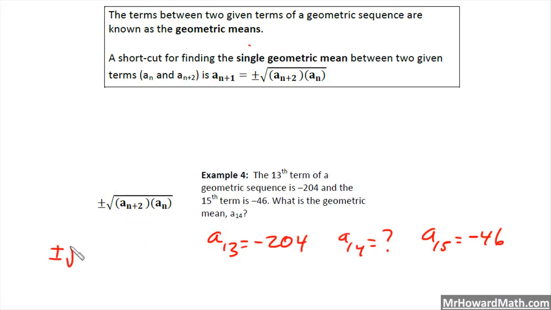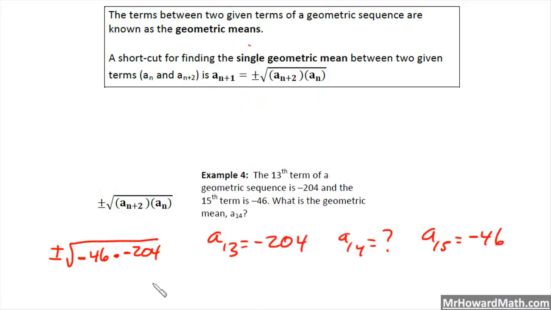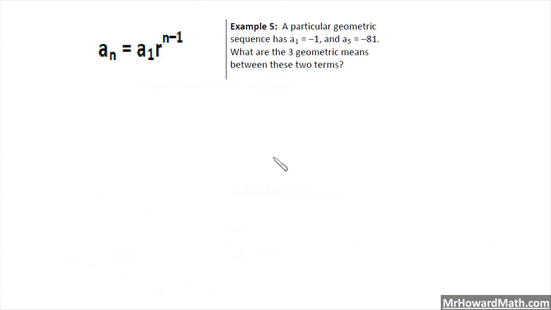So that would be plus or minus the square root of this whole quantity. So that would be negative 46 times negative 204. And we'll just put that in our calculator here. Second, square root, negative 46 times negative 204. And we get plus or minus 96.87. And that would be our 14th term. A sub 14 would equal plus or minus 96.87.